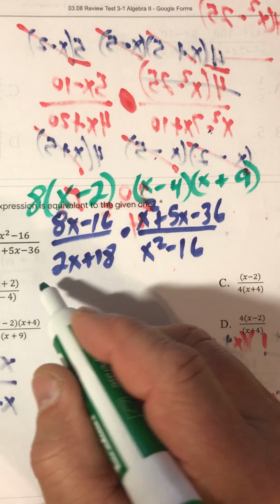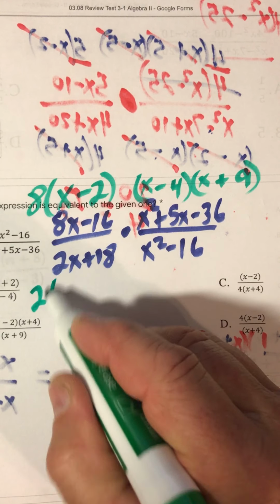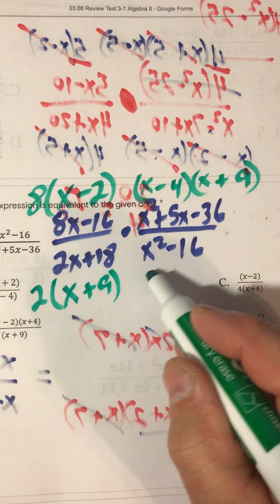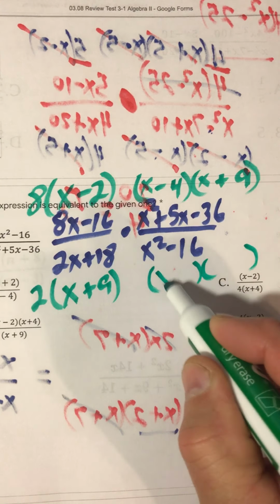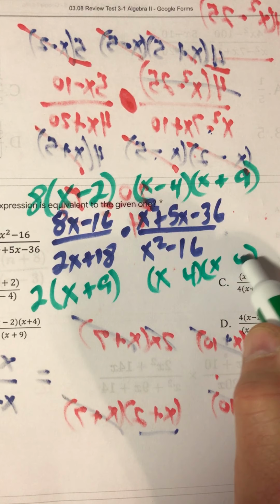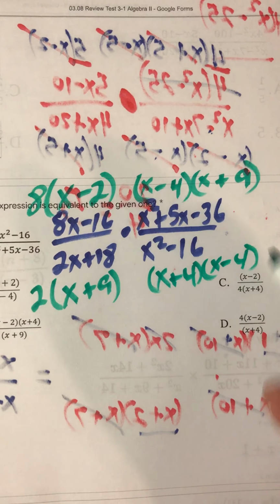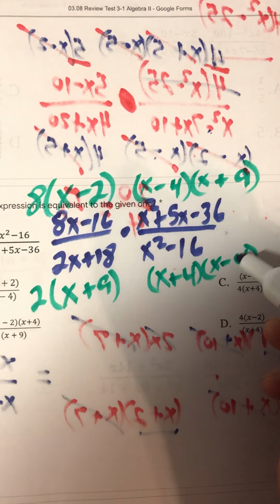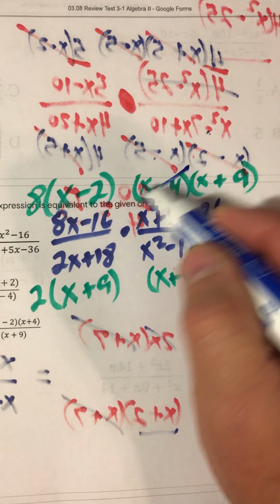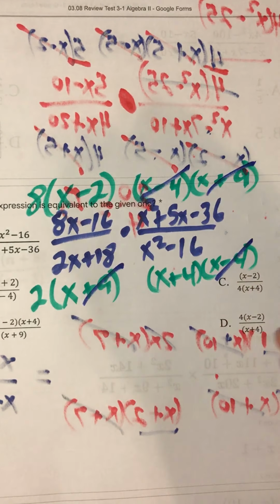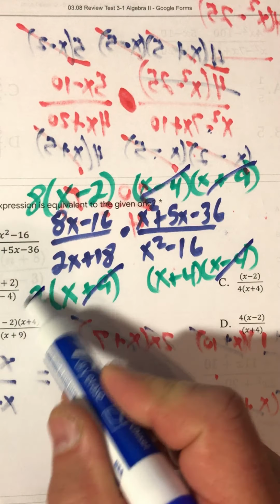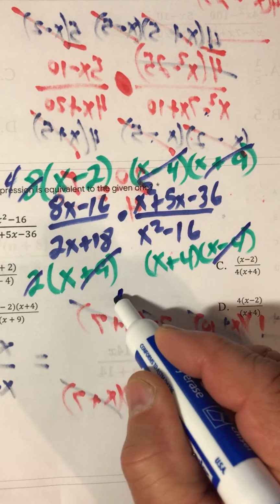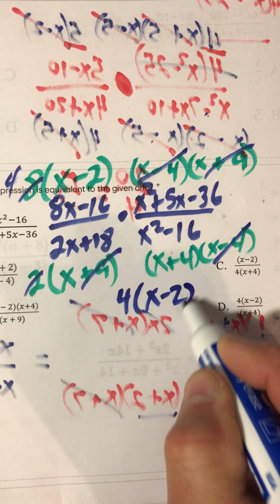Bottom left, factor out GCF, that's a 2. x plus 9, and then difference of squares. 2 sets of parentheses, x, 4, 4, plus, minus. Now, reduce. Start canceling. x minus 4, x minus 4, x plus 9, x plus 9. 2 goes into 8 4 times, leaving this as a 4 times x minus 2.